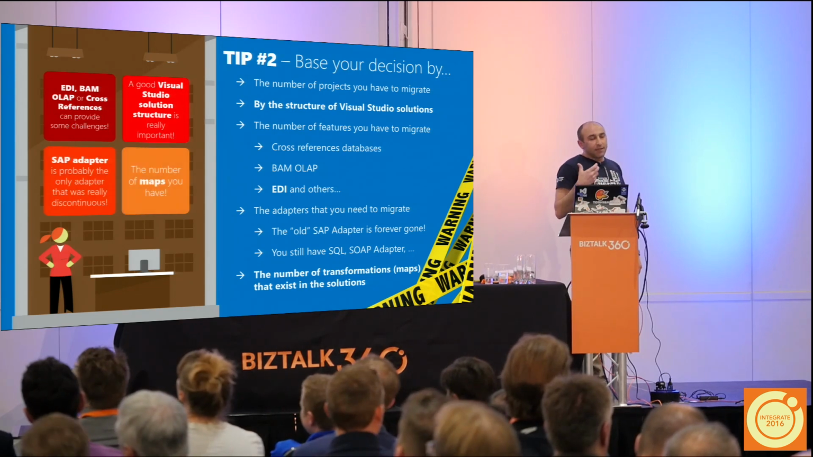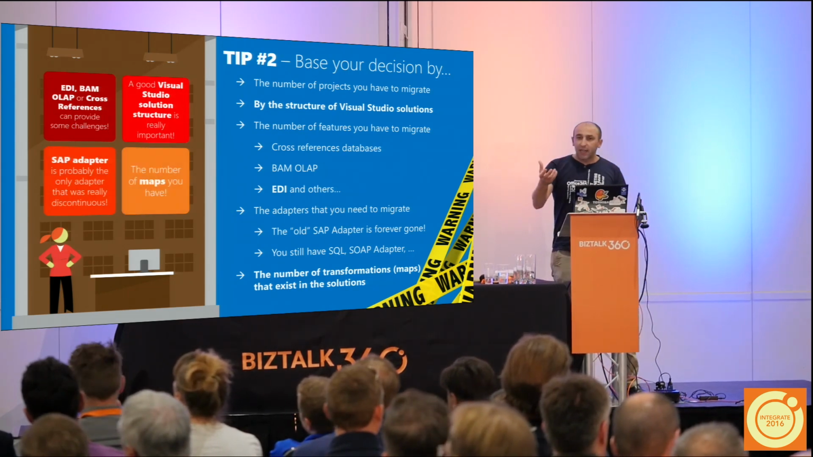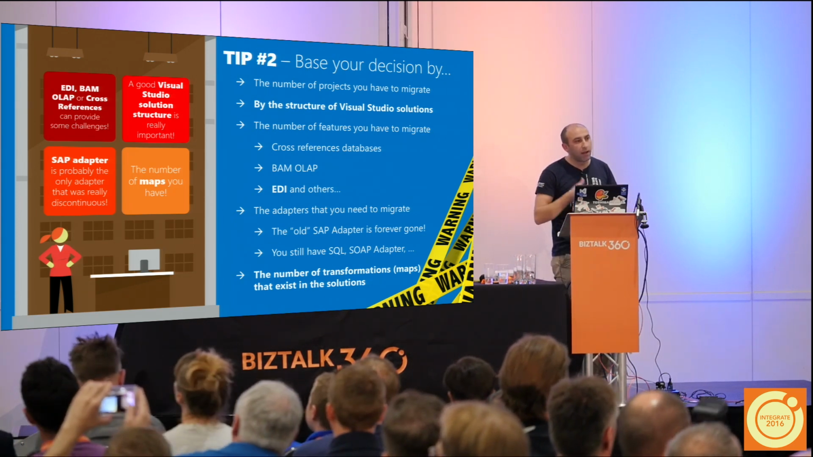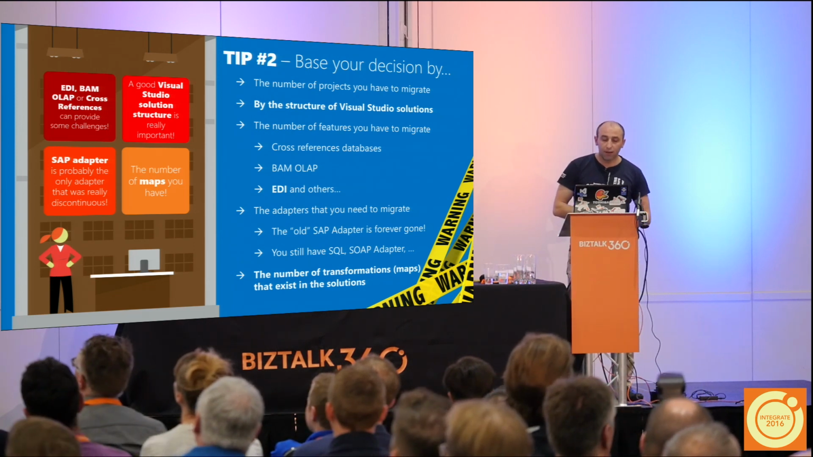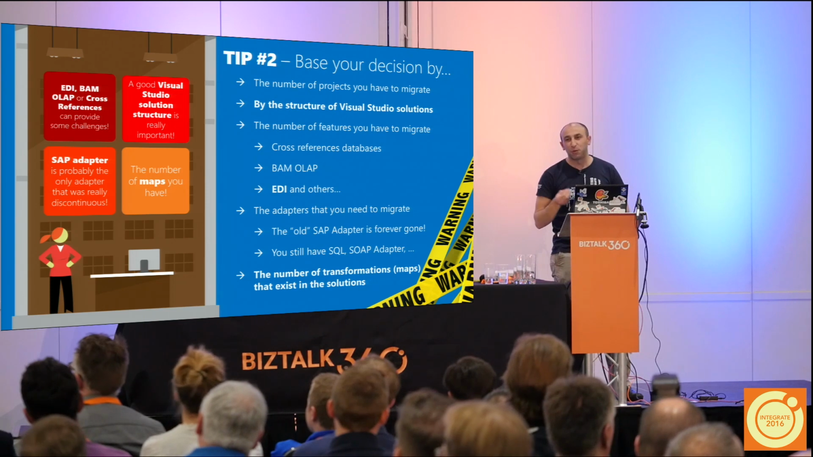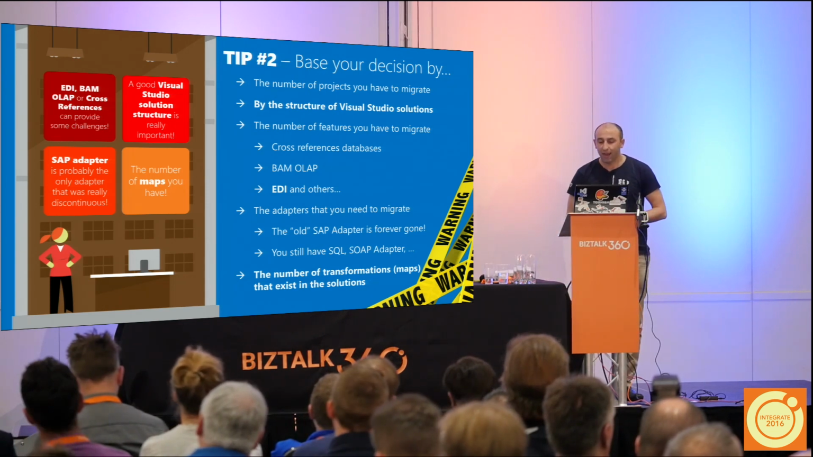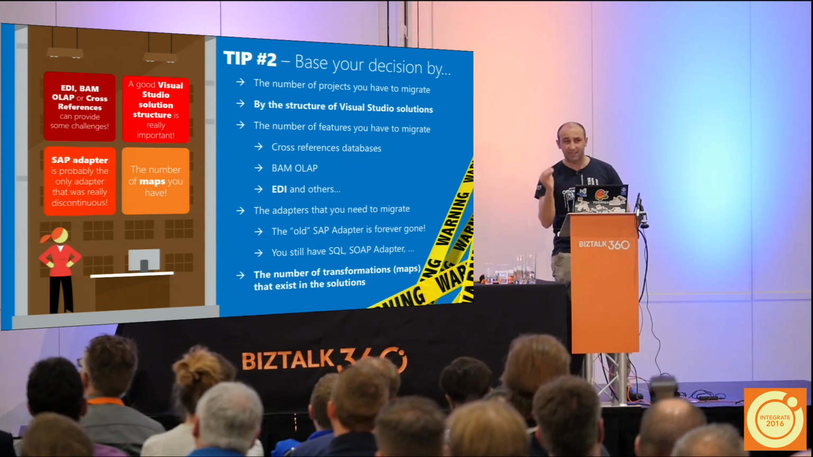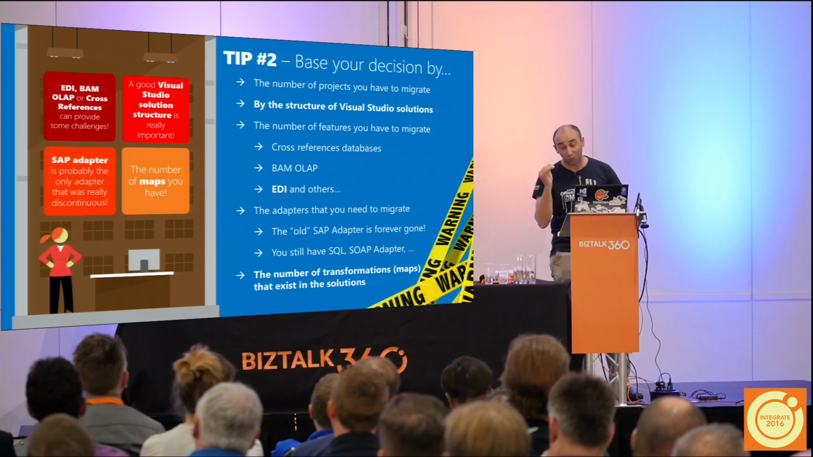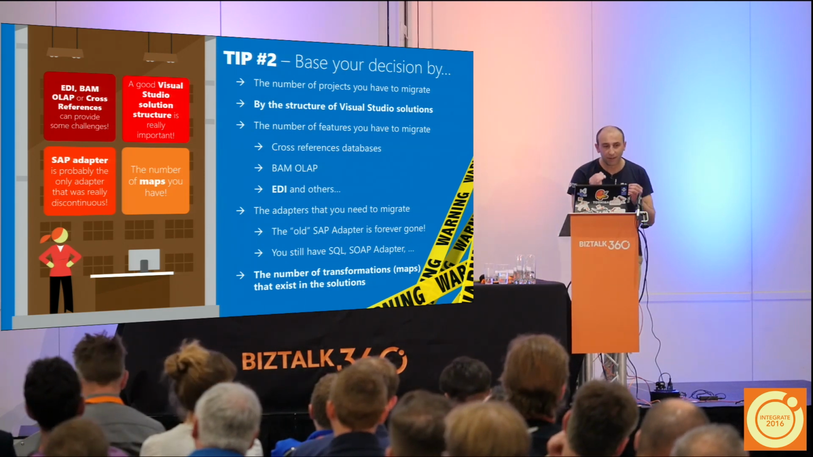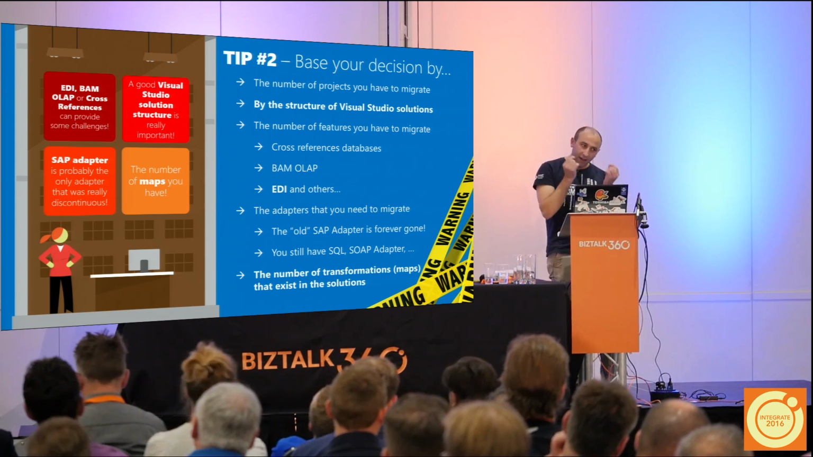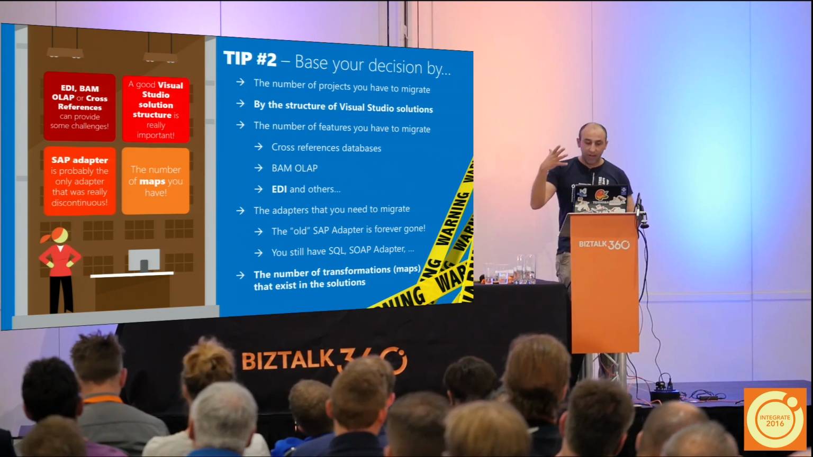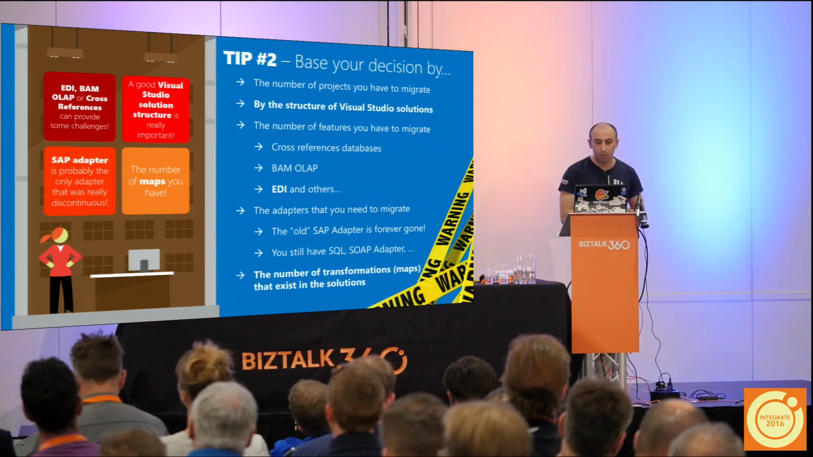So how can we base our decision to make an estimation for the client? The number of projects, of course, is important. How many projects do you have? The structure of your Visual Studio solutions, believe me, is really important. I have one solution with 2020 projects inside. Each build is 30 minutes to find an error and then fix the error and rebuild again. Insane, insane. So check the structure of Visual Studio projects, really important.